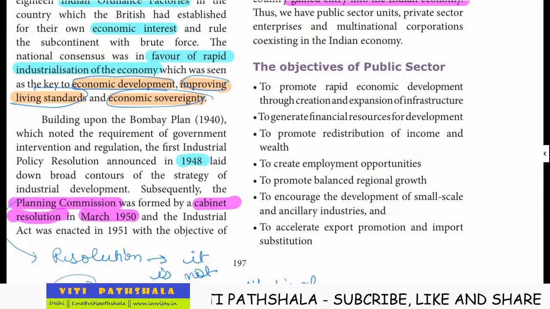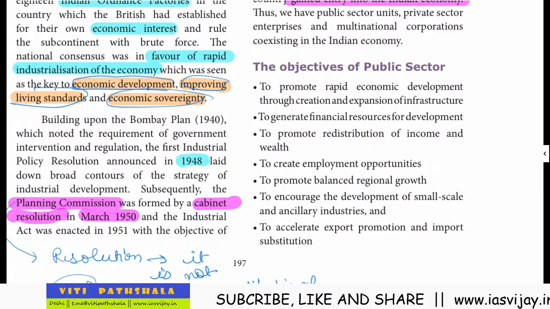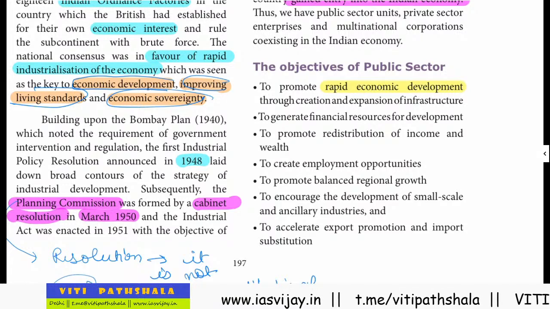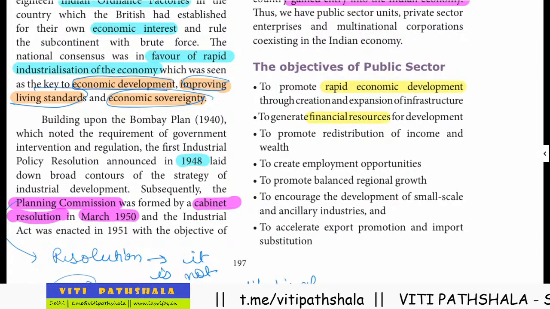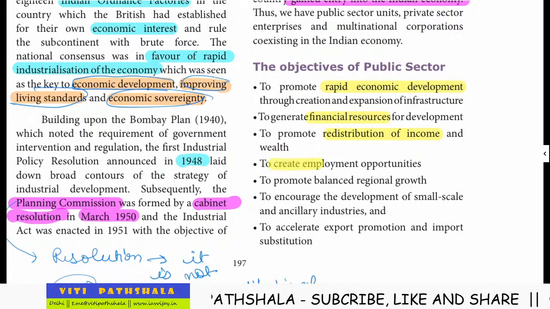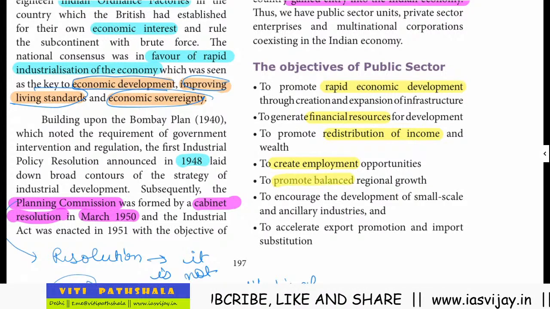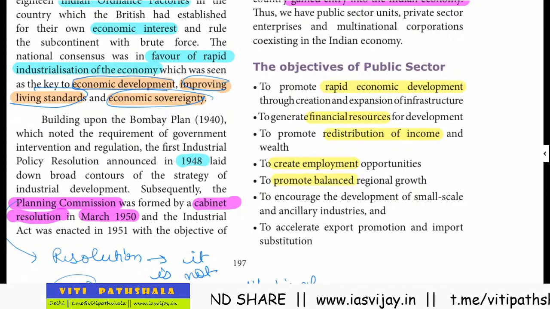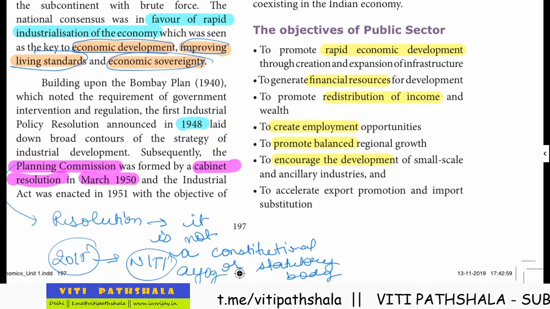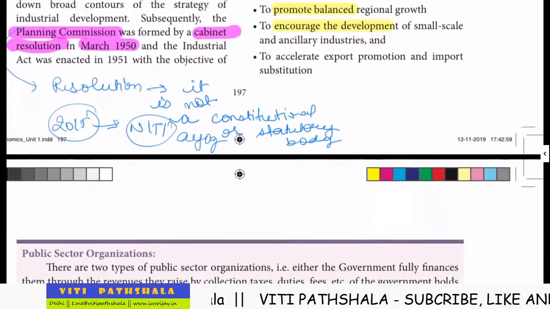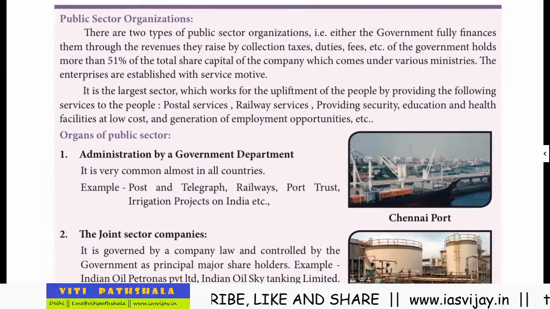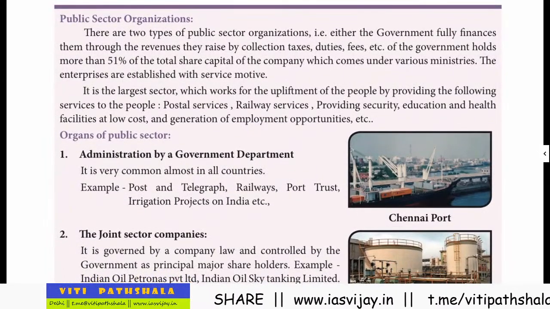Now, what are the objectives of the public sector? To promote rapid economic development through creation and expansion of infrastructure, to generate financial resources for development, to promote the redistribution of income, to create employment opportunities, to promote balanced regional growth, to encourage the development of small scale and ancillary industries, to accelerate export promotion and import substitution.